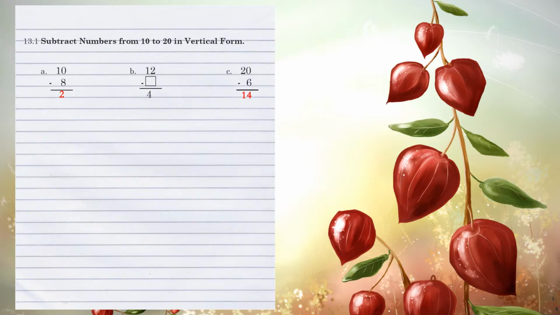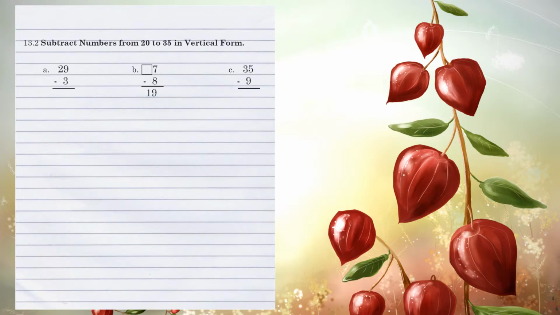Let's look at example B. 12 minus what number equals 4? Well, you could count backwards if you wanted to. You can also ask yourself, 4 plus what number would equal 12? Most of us can figure that one out. It's 8.